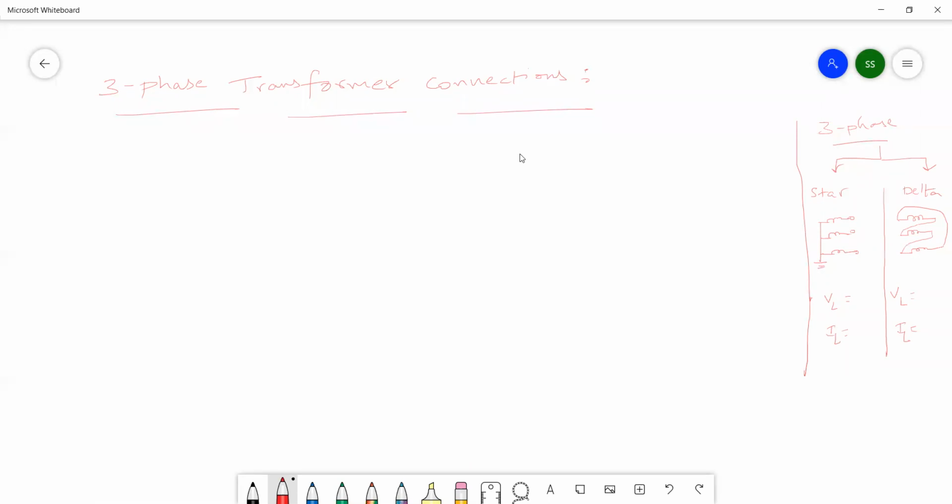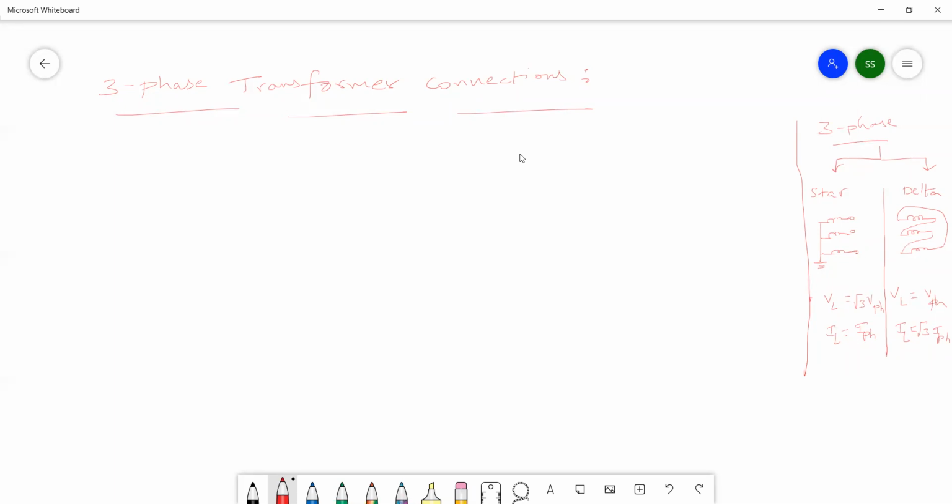IL is equal to I phase, that is in the case of a star, and in the case of delta it should be root 3 times I phase. Similarly, voltage in star is root 3 times V phase, and VL is V phase in the case of delta, right? How these came, we already derived in unit 1 under 3 phase balanced circuits, right? We have to check once again, revise that topic.